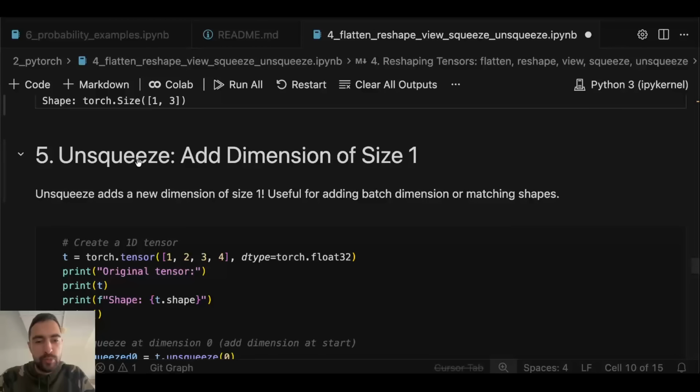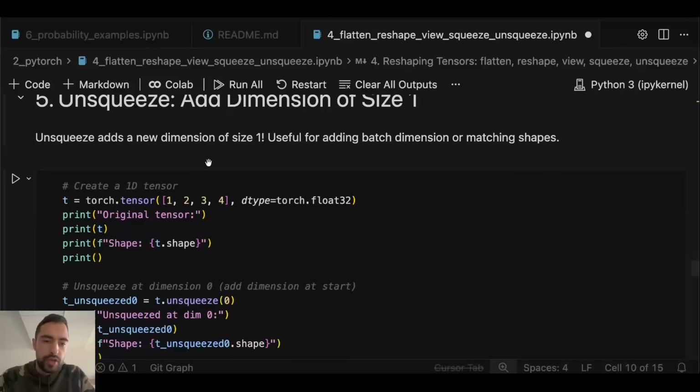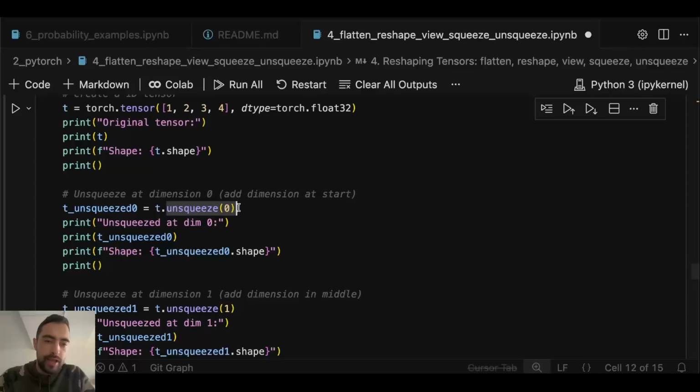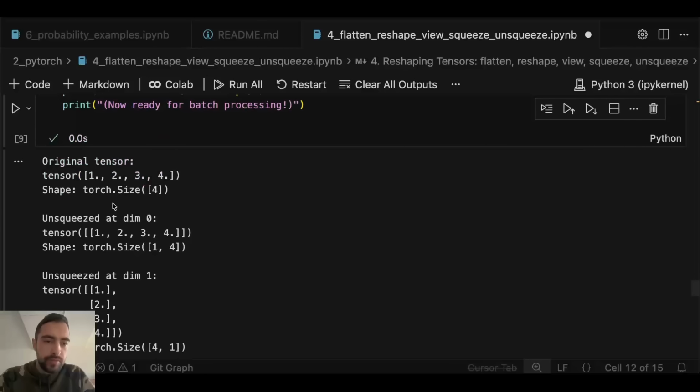And unsqueeze does the opposite. It will add a dimension of size 1. So if we have some tensor 1, 2, 3, 4, we say unsqueeze at dimension 0. The previous shape was 4, and then we unsqueeze at dimension 0, so it will add 1 dimension at position 0, and it will have size 1. So now that means we have another array outside of this original tensor.